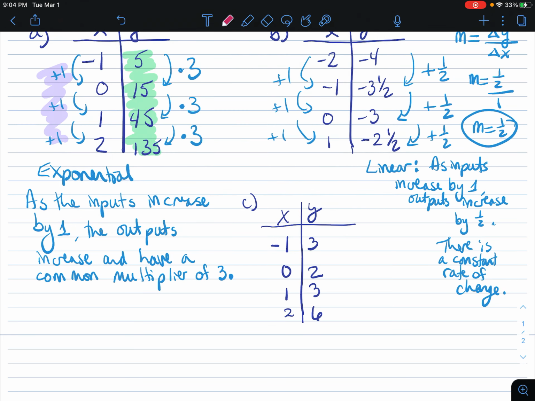Okay, the last one here. So we could say, this is going down by 1. Oh, but that didn't go down by 1. So right away, at this point, I can say it is not linear. Okay? Could we do a multiplier? 3 times what is 2? It's actually 2/3. So if I multiply by 2/3, I get 2. Okay, what if I do that again? Multiply by 2/3. 2 times 2/3 is 4/3, not 3. So now this says no common multiplier. Okay, so we're going to say this is neither.